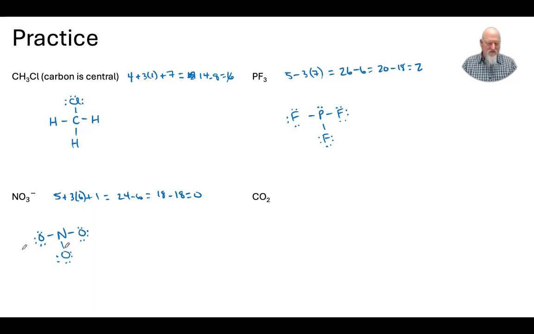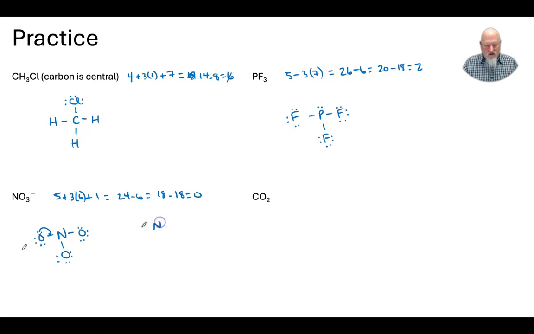Nitrogen only has 6, though. Right? Because it's got the 3 bonds, and that's it. And I can't just put 2 dots above the nitrogen, because that would be too many electrons then. That would give a -3 charge, and it's not a -3 charge. So what I'm going to do is take one of the pairs of electrons on one of the oxygens and share it with the nitrogen, making a double bond.